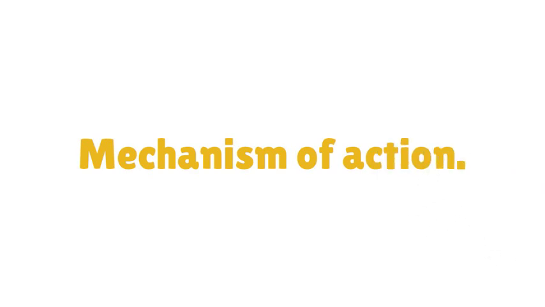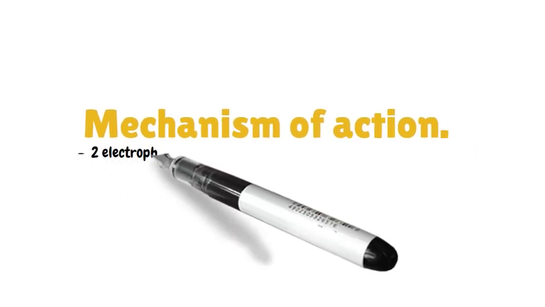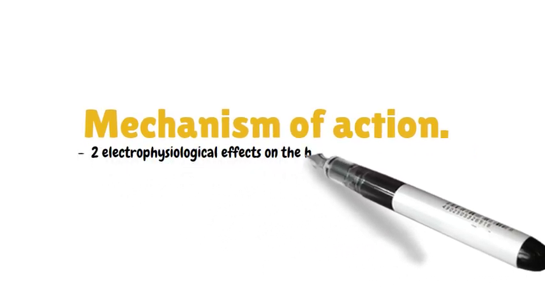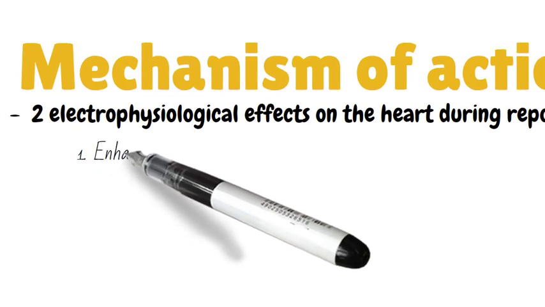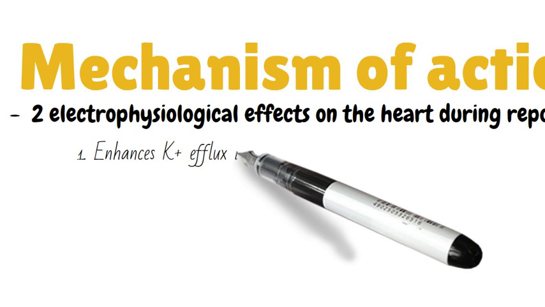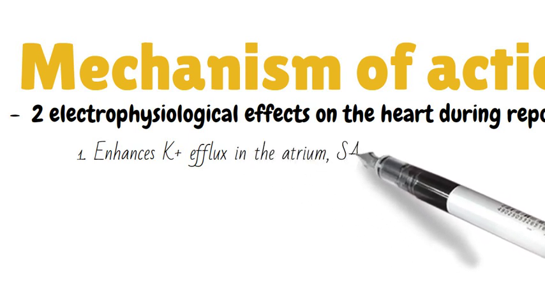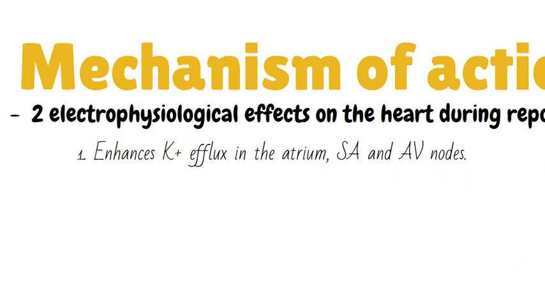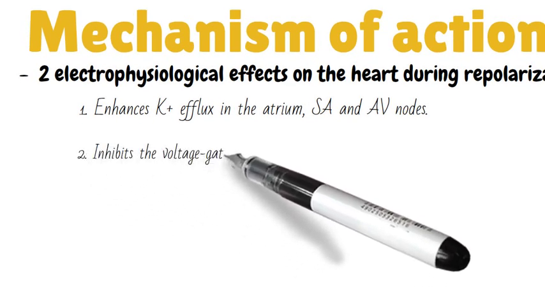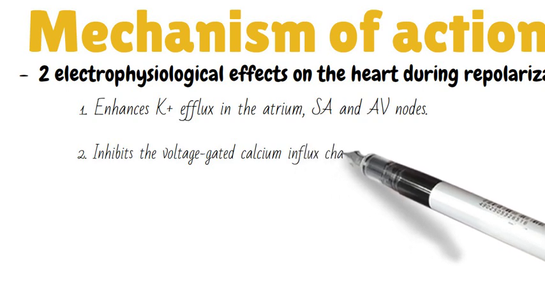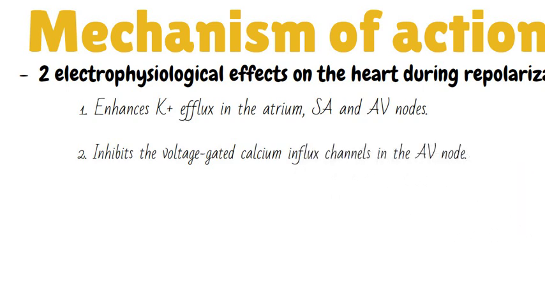Let us look at the mechanism of action of adenosine. Adenosine results in 2 electrophysiological effects in the heart during the repolarization phase. Firstly, the enhancement or promotion of potassium efflux in the atrium, AV node, and SA node. And secondly, the inhibition of the voltage-gated calcium influx channels in the AV node.